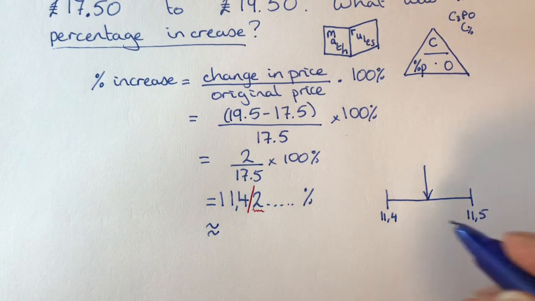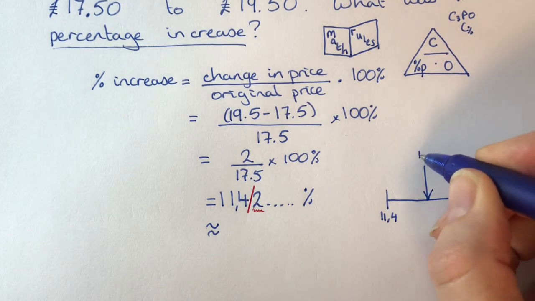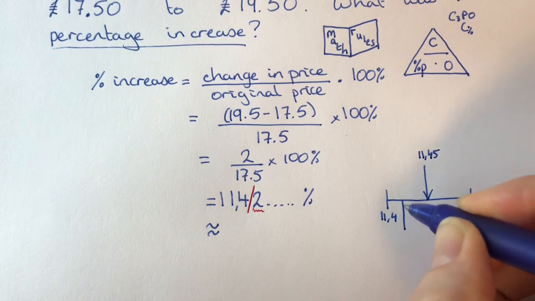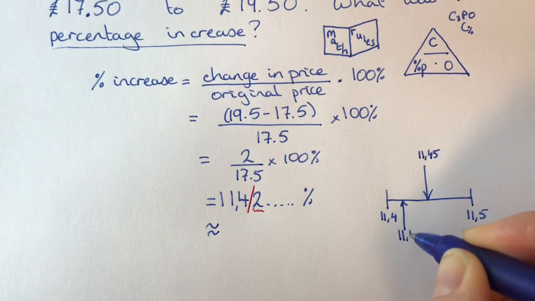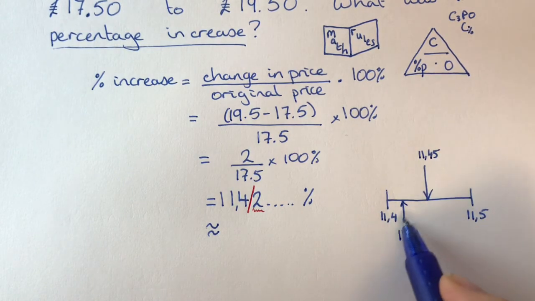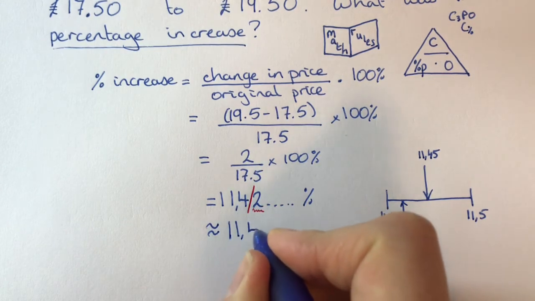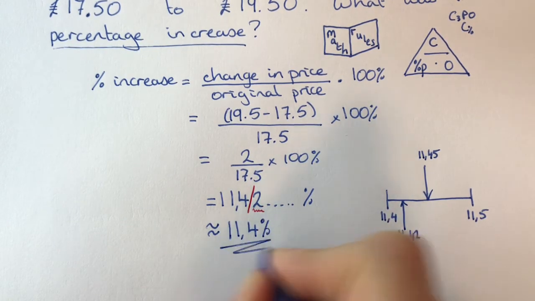Where's 11.42 on this number line? Here in the middle is 11.45, and our number 11.42 is approximately here, which means it's much closer to 11.4 than to 11.5. So we round this off to 11.4%.